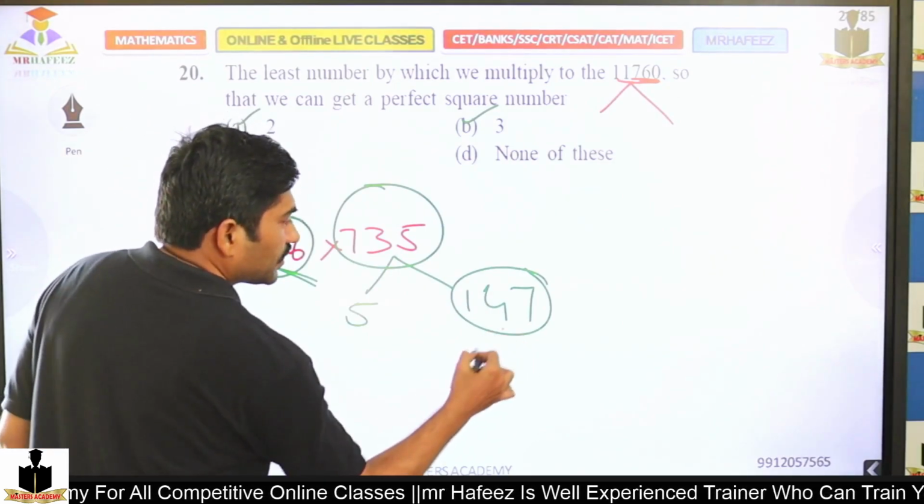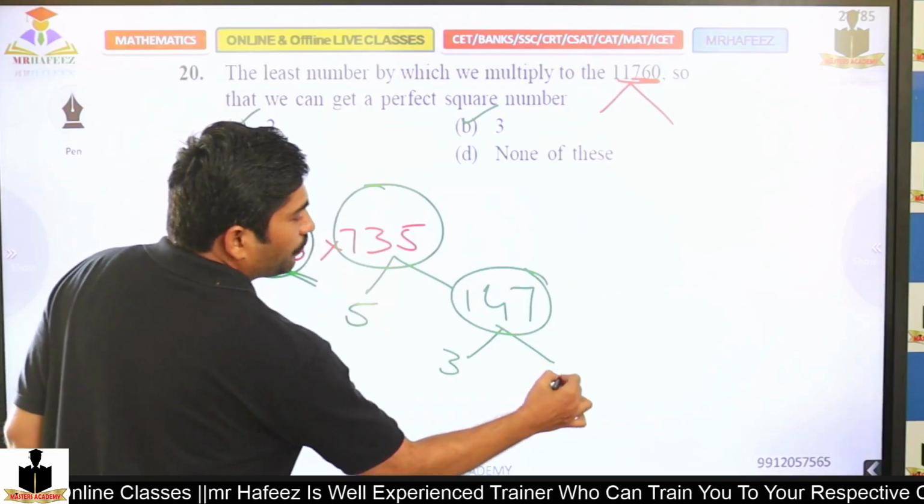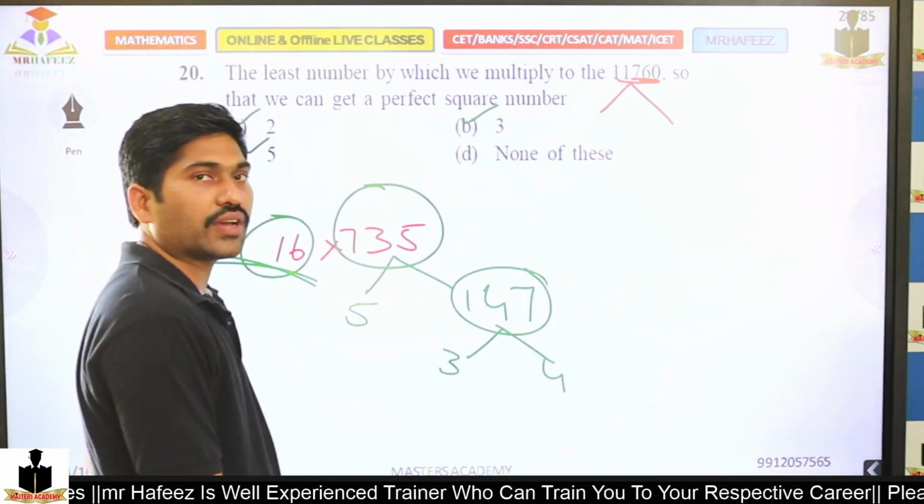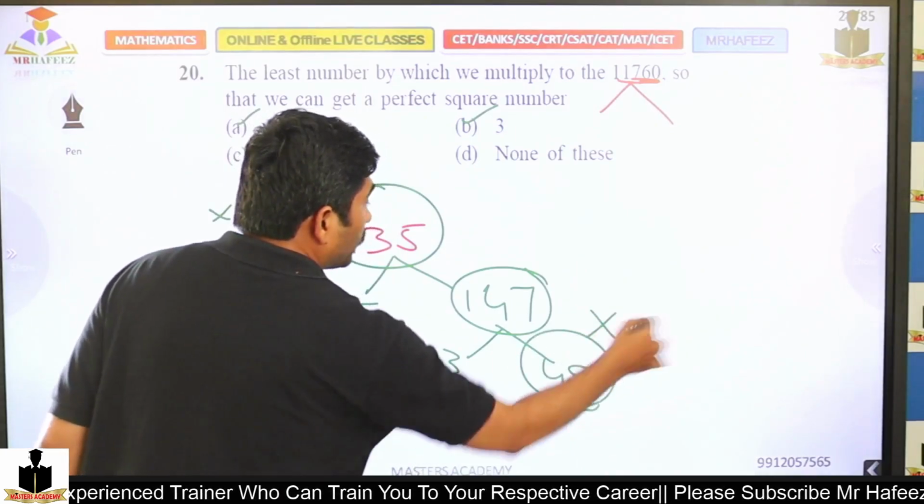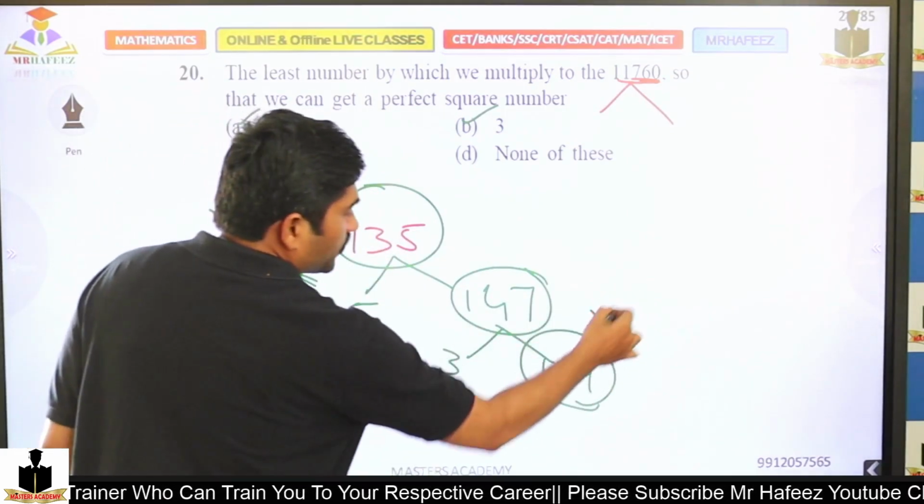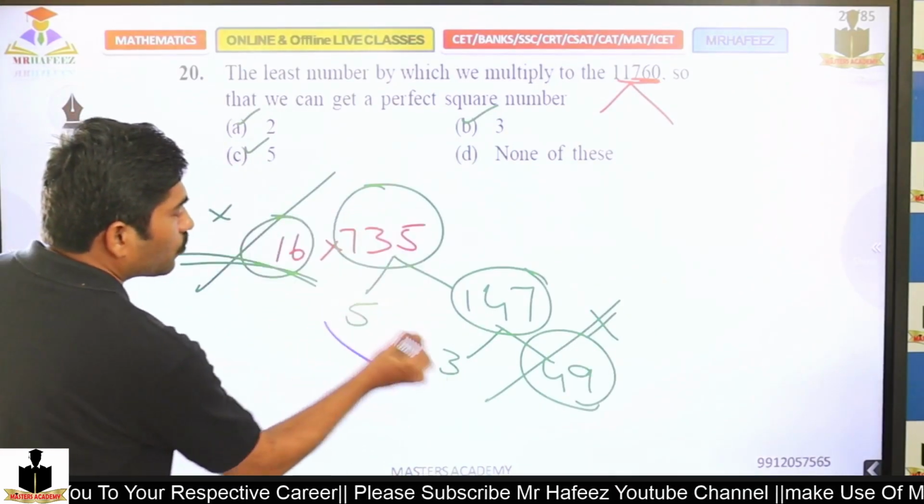Again, is it divisible by 3? 3 4 times 12. Then 3 9 times. So this is again a perfect square. This is a perfect square. So the leftovers are here. The leftovers are only 5 and 3.